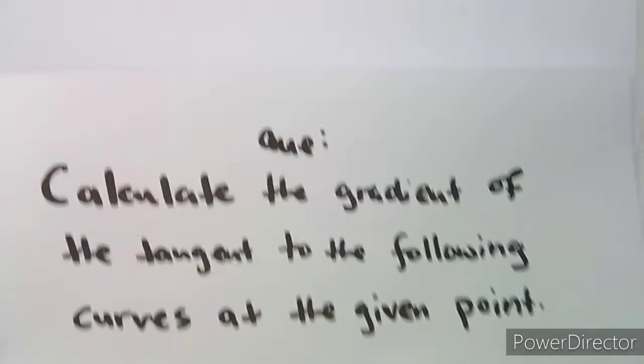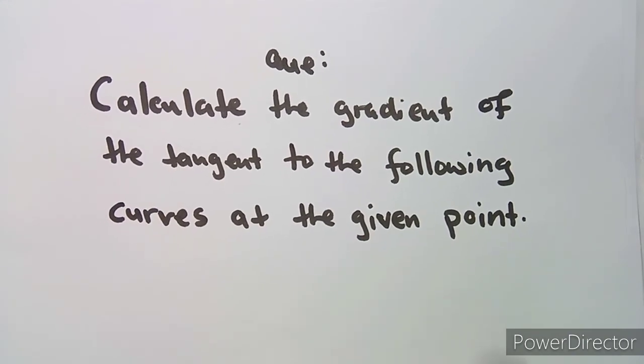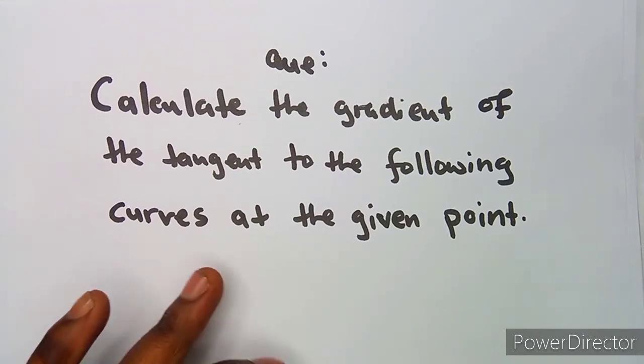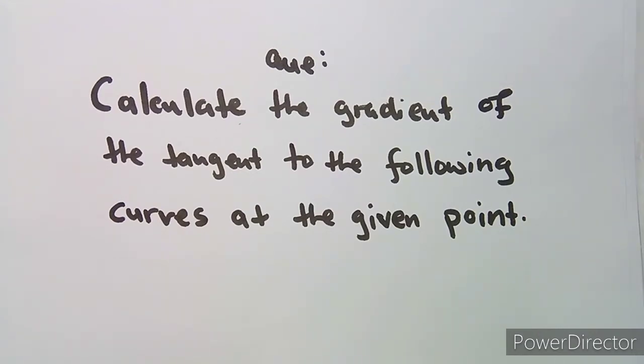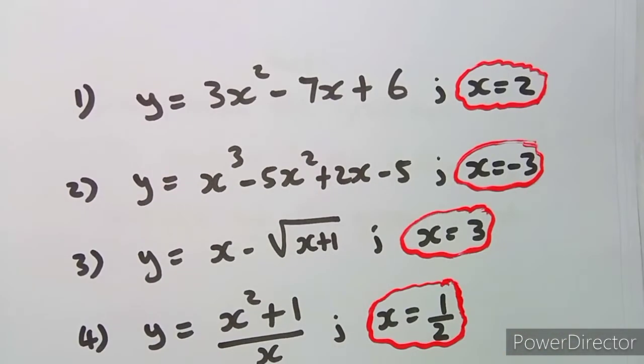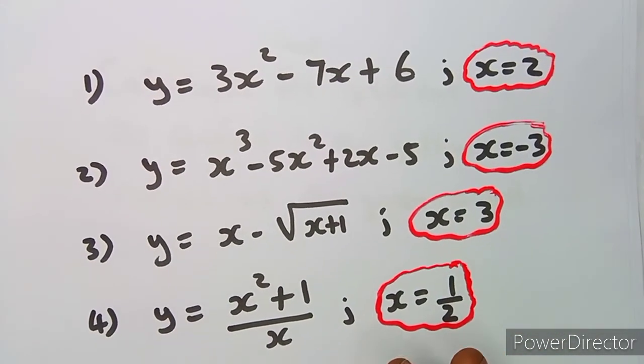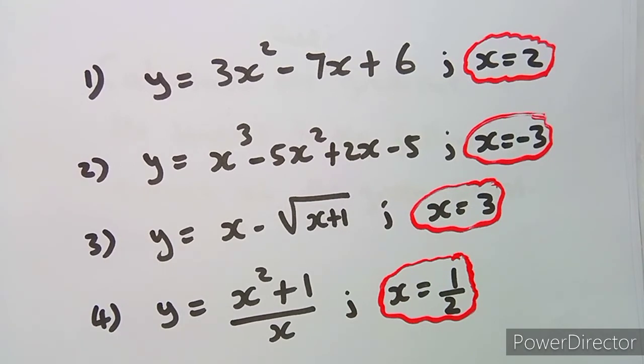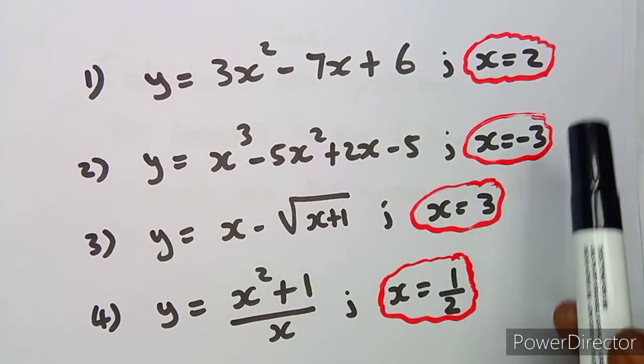All right, these are the questions. The question is: calculate the gradient of the tangent. Like I explained from the first part, when you are to calculate the gradient, you draw a suitable tangent and so forth. But here we want to focus on the gradient, not the equation of the tangent, to the following curves at the given point. We are given curves and the corresponding values of x for those points. We are given y is equal to and the value of x.